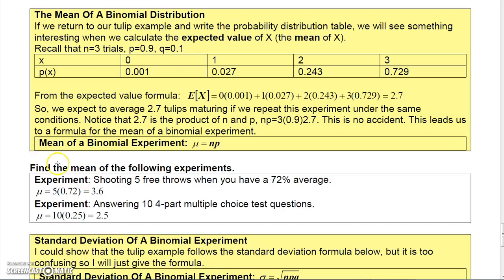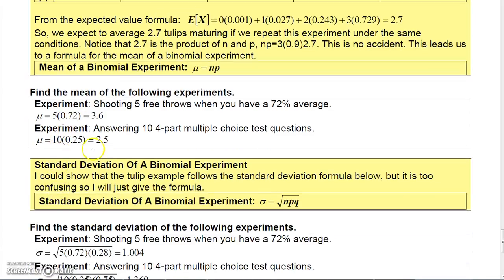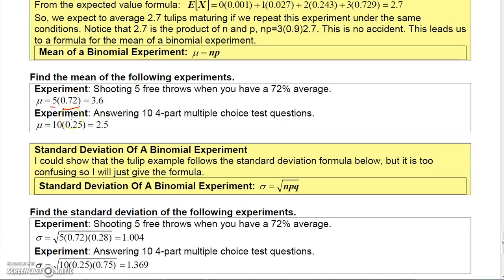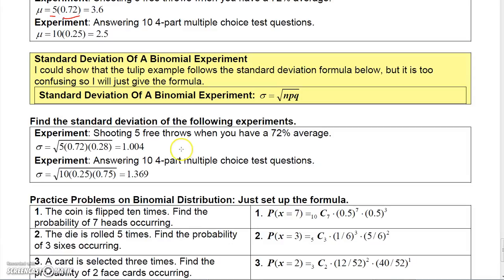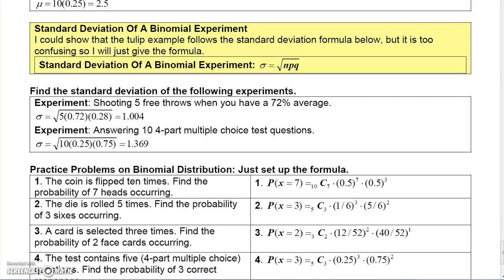I want to wrap this up with the formulas for the mean and standard deviation of a binomial experiment. To find the mean of a binomial experiment, you just take N times P, and the formula is down here. So N times P is the formula for the mean. And then for standard deviation, you just take the square root of NPQ. Freeze the video if you need to, and then look at the rest of the problems.